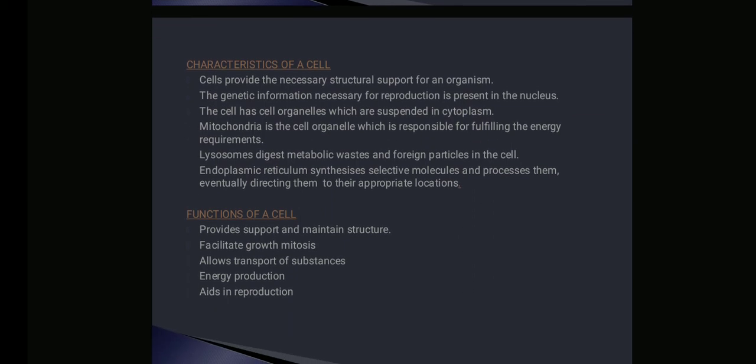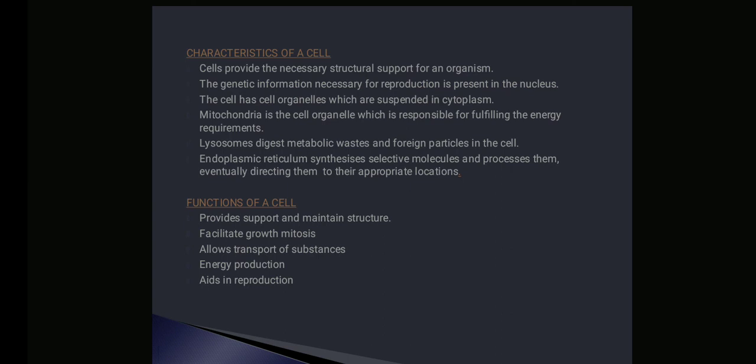Coming to the characteristics of cells, cells provide the necessary structural support for an organism and ensure the structure of the body, and the genetic information is necessary for reproduction. The hereditary material present in the cell, DNA or RNA, is responsible for the reproduction process and is present in the nucleus. The cell has many cell organelles which are suspended in the cytoplasm. It is a fluid contained in the cell that is surrounded by the cell membrane, and that cell membrane is covered by the cell wall. All the cell organelles float in the cytoplasmic fluid.